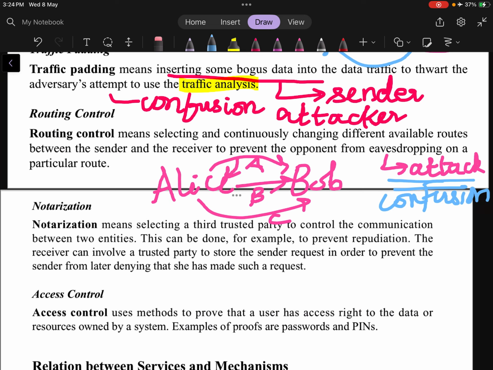Because we have seen that passive attacks are easier to prevent than to detect. So you cannot detect the passive attack, but you can prevent the passive attack. How can you prevent? By using encipherment, by confusing the attacker. So routing control and traffic padding confuse the attacker.